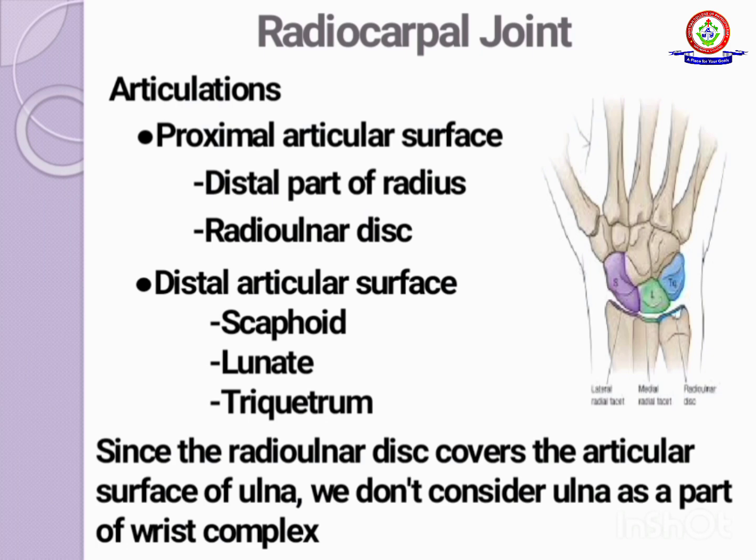The articulations are divided into two: the proximal articular surface and the distal articular surface. The proximal articular surface consists of the distal part of the radius and the radioulnar disc. The distal articular surface consists of the scaphoid, lunate and triquetrum. Since the radioulnar disc covers the articular surface of the ulna, we don't consider the ulna as a part of the wrist complex.